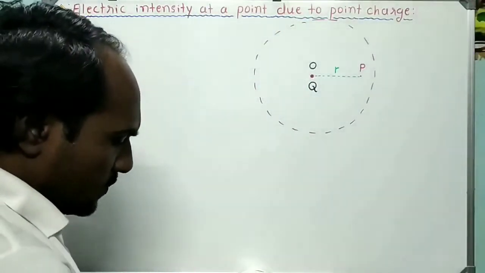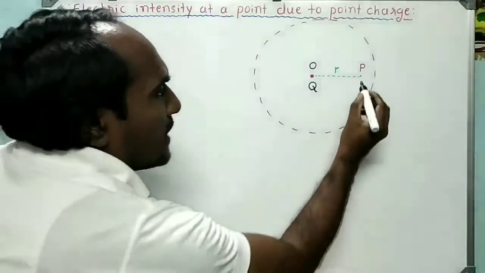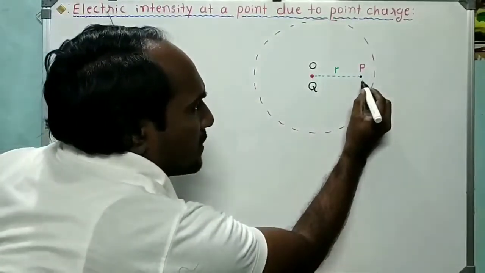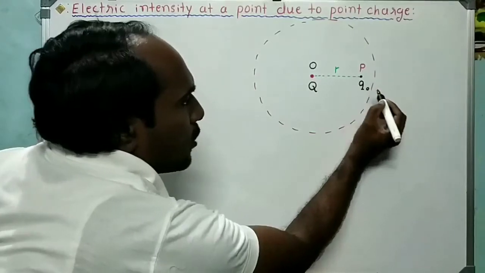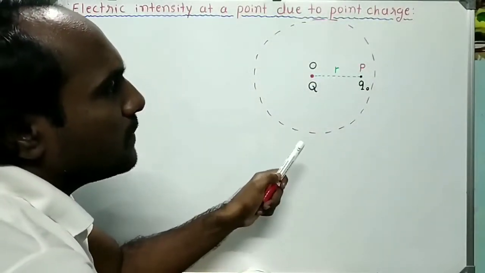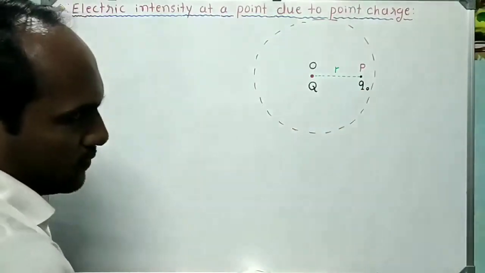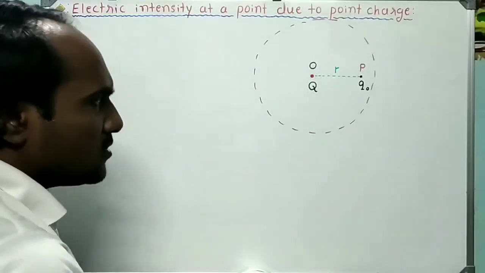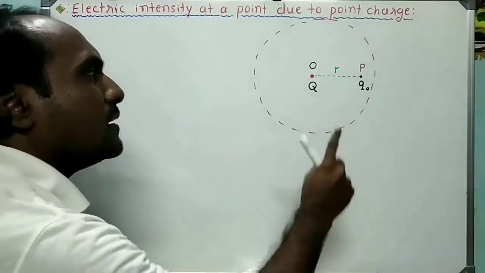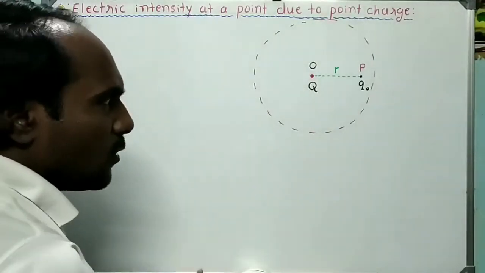My dear friends, here one more thing I will consider. At this point P, I will consider a small test charge, that is Q naught coulomb. At the consideration point P, I have kept a small test charge Q naught. Now, since the Q naught test charge is placed at point P, which is lying in the electric field of the point charge capital Q, what happens?